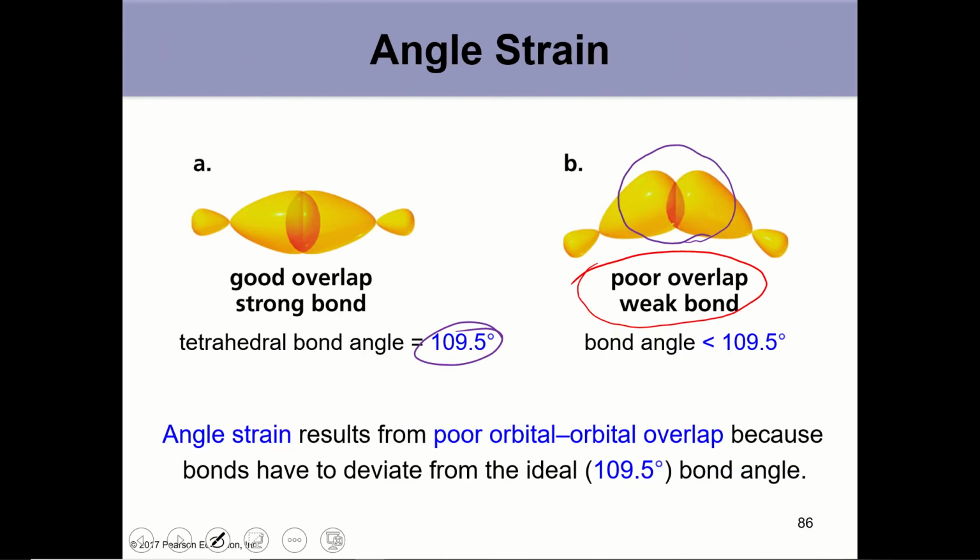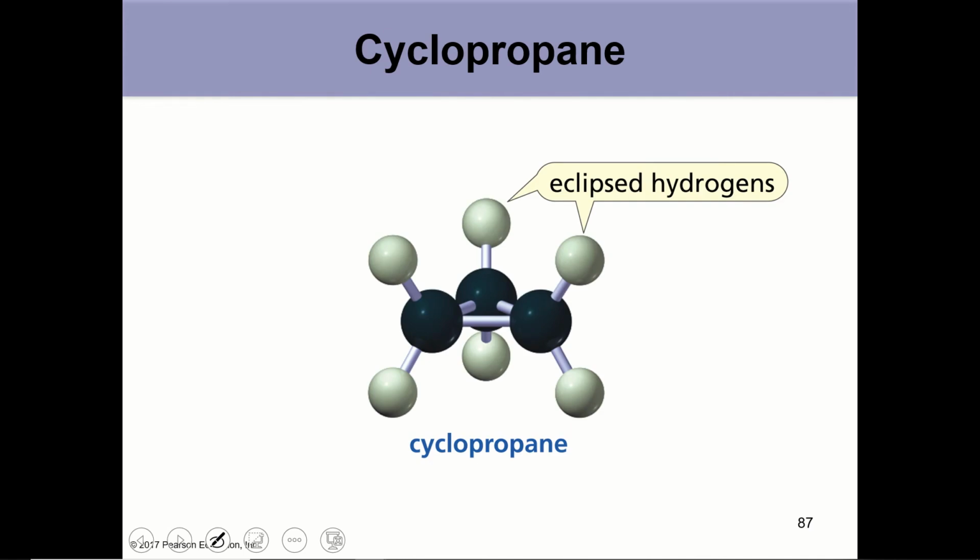For angle strain, one of the things that is encountered is poor overlap, which results in a weaker bond. A sigma bond should have good, strong overlap, and the best overlap is at 109.5 degrees. Angle strain results in poor orbital overlap, as shown in Figure B, and that results in a weaker bond and a bond angle that is less than 109.5. So it deviates from the ideal bond angle for sp3 carbons.